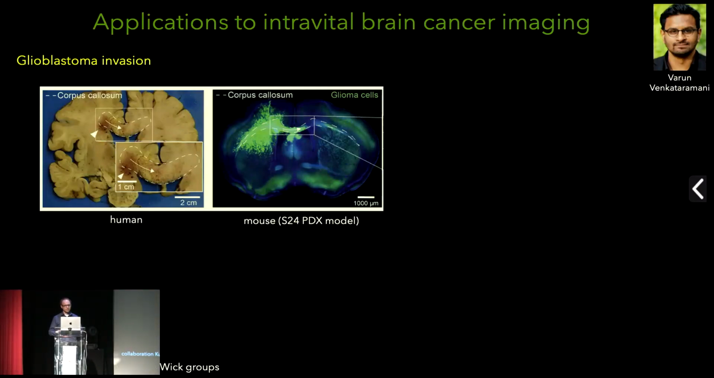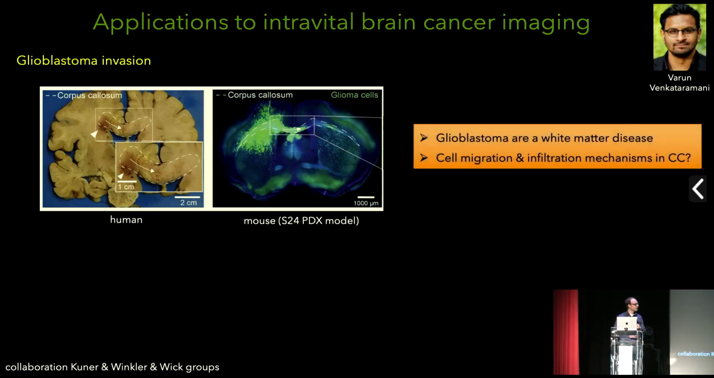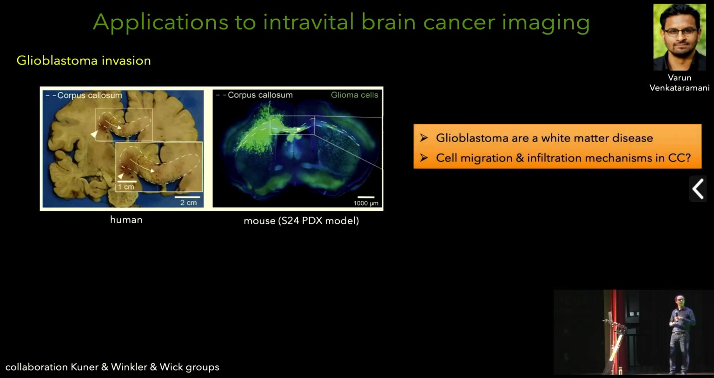To further highlight the potential of our three-photon microscope, we also teamed up with a second lab at the University of Heidelberg, the lab of Varun Venkataramani, who together with others in Heidelberg is studying glioblastoma, or brain tumor progression. It is well known in the field that both in humans and in the mouse, the corpus callosum, so the white matter, is an important invasion route for this disease. In fact, many clinicians say that glioblastoma is a white matter disease.